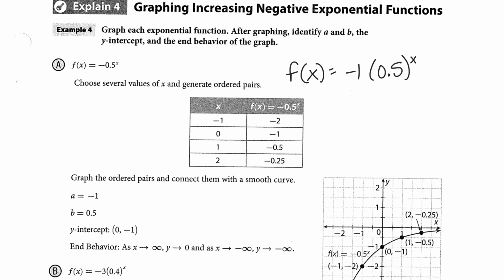So they've written their list in the table, and they've found their outputs. They've graphed the ordered pair. A is -1, B is 0.5, the y-intercept is at 0, -1. As we move to the right, y approaches 0, but as we move to the left, instead of going up, now our end behavior is going to the bottom of the graph, so to negative infinity.